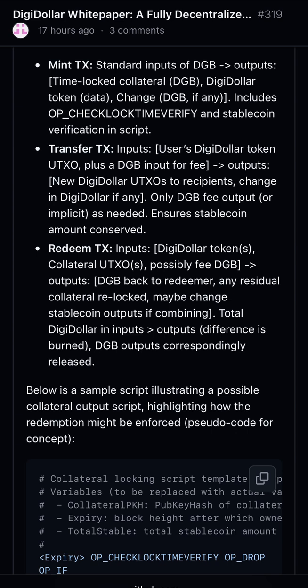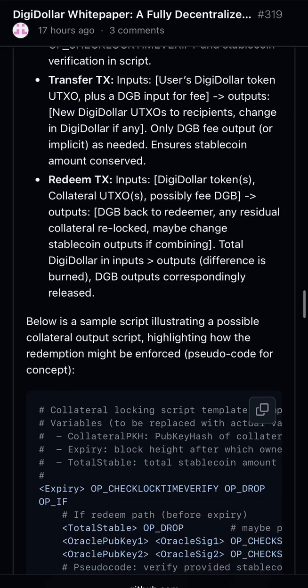Ensures stablecoin amount is conserved. Redeem TX: inputs: DigiDollar tokens, collateral UTXOs, possibly fee DGB; outputs: DGB back to the redeemer, any residual collateral relocked, maybe change stablecoin outputs if combining. Total DigiDollar in inputs minus outputs is the difference burned, and DGB outputs are correspondingly released.